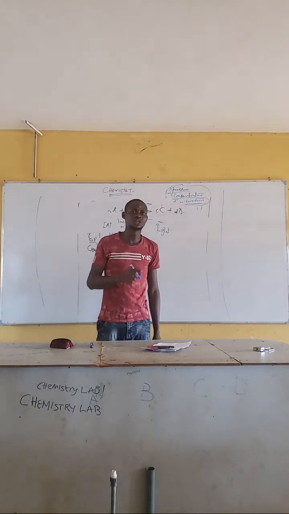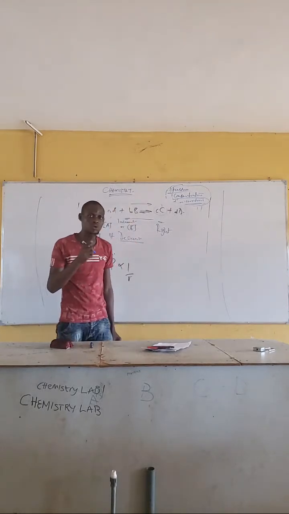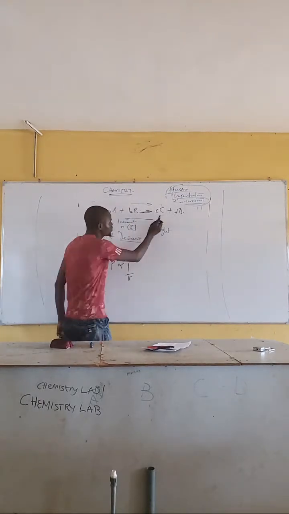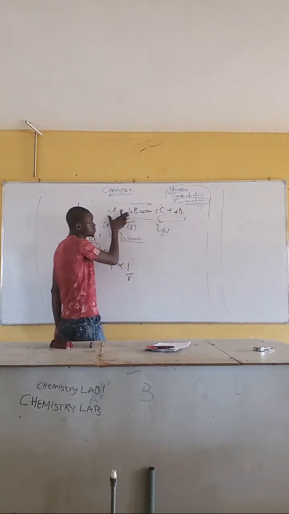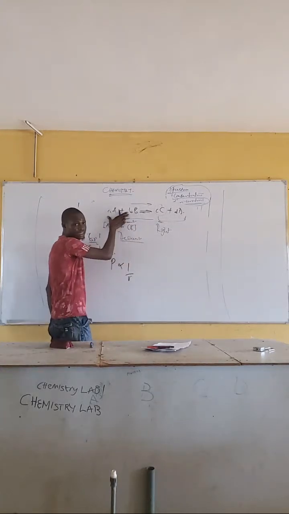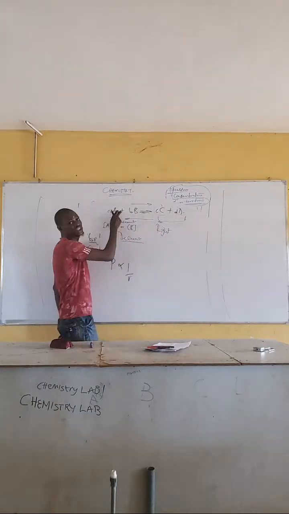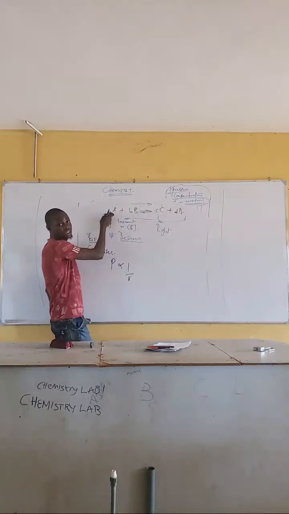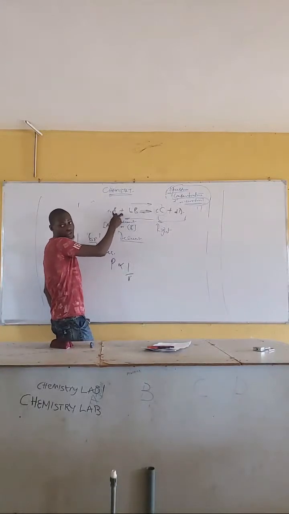Now let me show you. Likewise, if I have this reactant side, if I increase the concentration of any of these two, it will favor the forward reaction. But if I decrease the concentration, it will favor the backward reaction. That means if I decrease it, more of it will be produced.